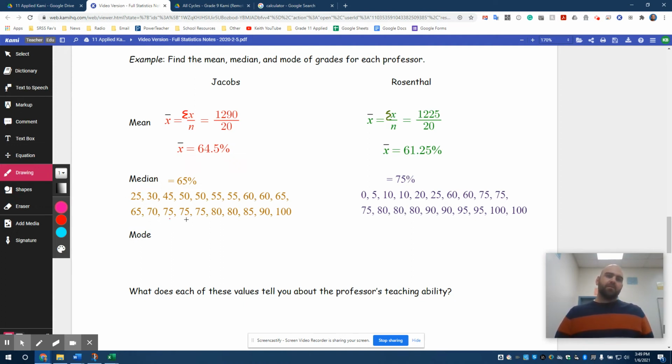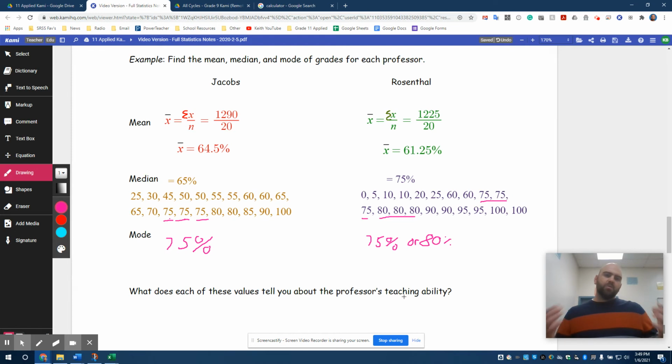Mode, most common. So we have 75 3 times. So the mode for Professor Jacobs is 75%. Whereas Professor Rosenthal, 80 is there 3 times, and so is 75. So it would be between 75 and 80%. So that would actually be both of them. It'd be 75 or 80%.